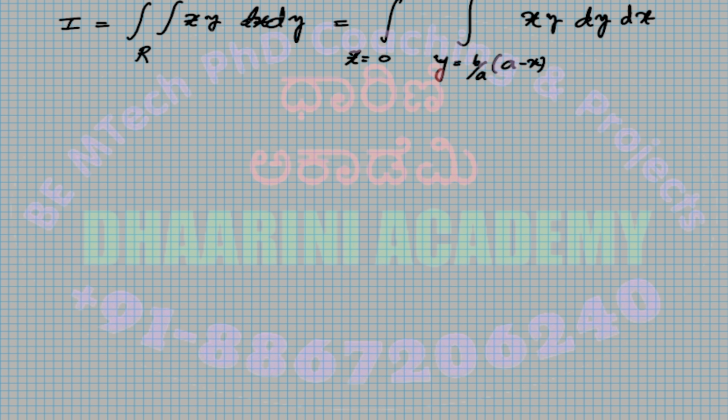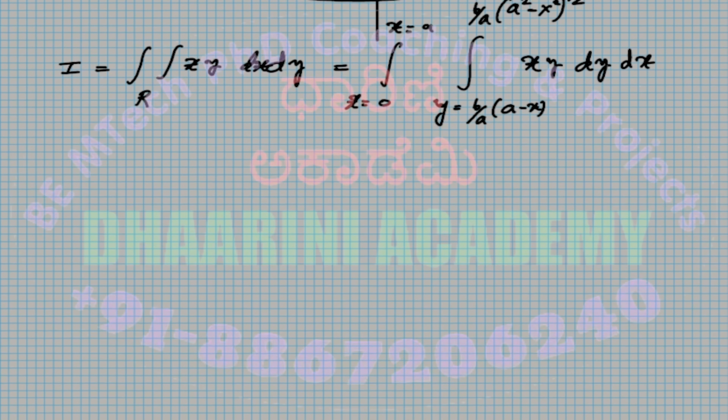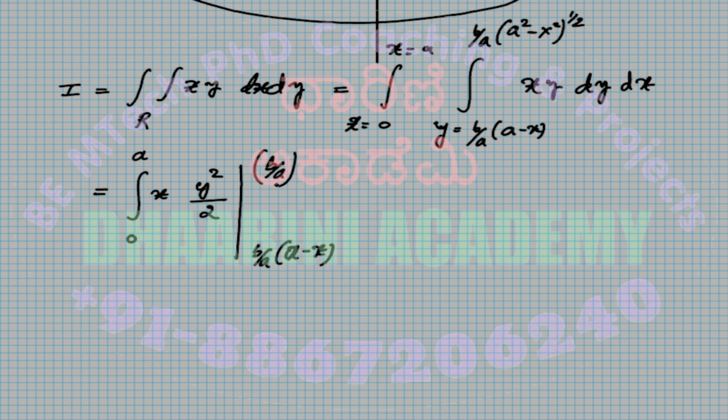So this is what our equation is now. I just have to solve this integration. All right, so just a pure integration now. I'll keep 0 to a for x. X as it is, there is an x. Y becomes y squared divided by 2. And we should substitute the following limits. One is b by a into a minus x, and the upper limit is b by a root of a squared minus x squared.